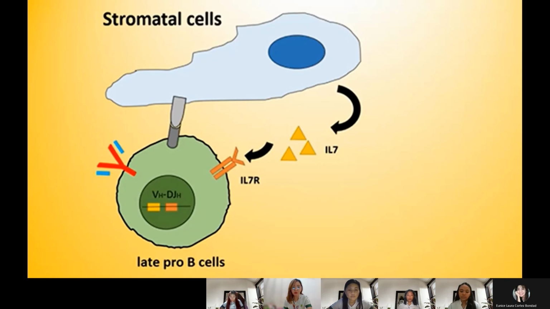So once the early pro-B cell stage is over, then comes the late pro-B cell stage. In the late pro-B stage, it starts expressing a primitive version of the BCR, which is known as the B cell receptor. Next slide.